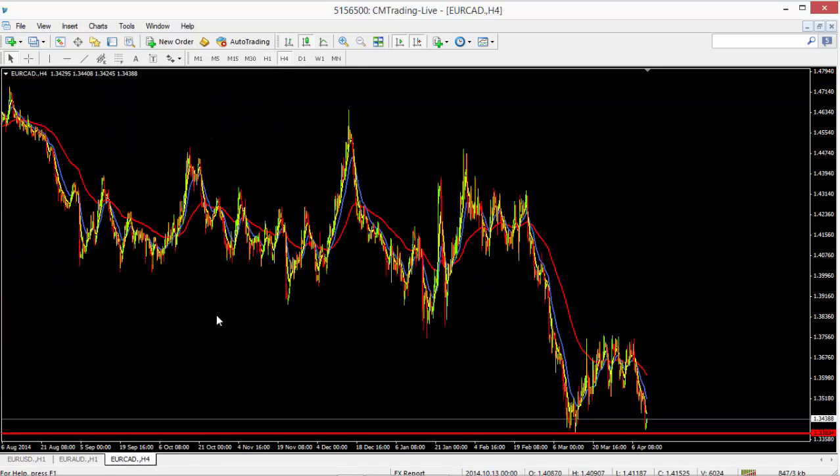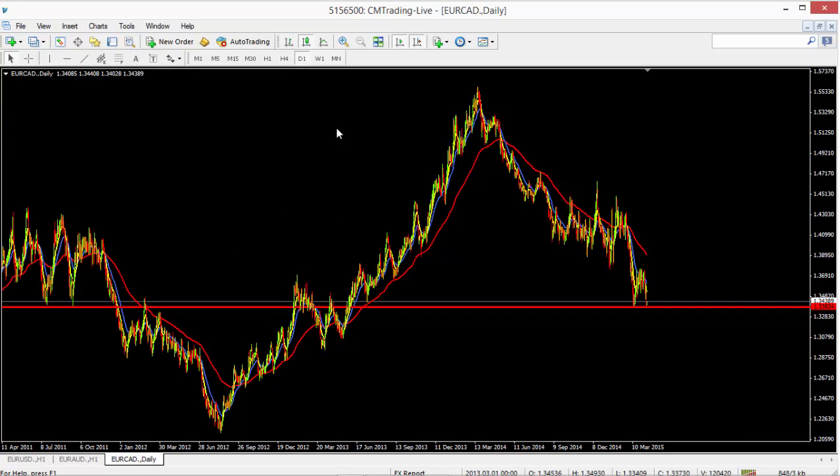The euro to the Canadian dollar. On the 4 hourly chart, this support level is very important. If we have a look at the daily, we can see that is important. It can form a double bottom here. So if it does give a reversal, we're going to see some upside. It's quite an important zone.